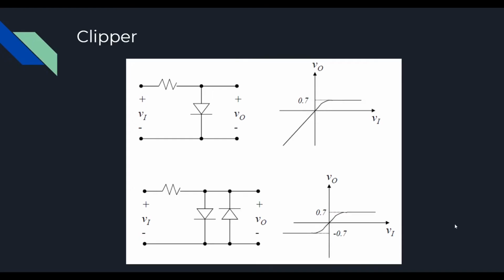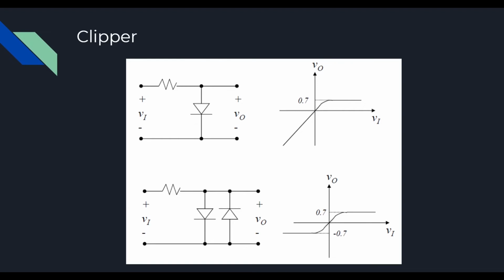We use clipping circuit to control the output voltage by connecting a resistor and a diode in series. The output voltage is the voltage of the diode. We assume that the diode satisfies the constant voltage drop model, which means the voltage drop is 0.7 volts. Then we can see that the output voltage won't be higher than 0.7, even though the input voltage is still increasing. For the second circuit, the two diodes are put in opposite directions.